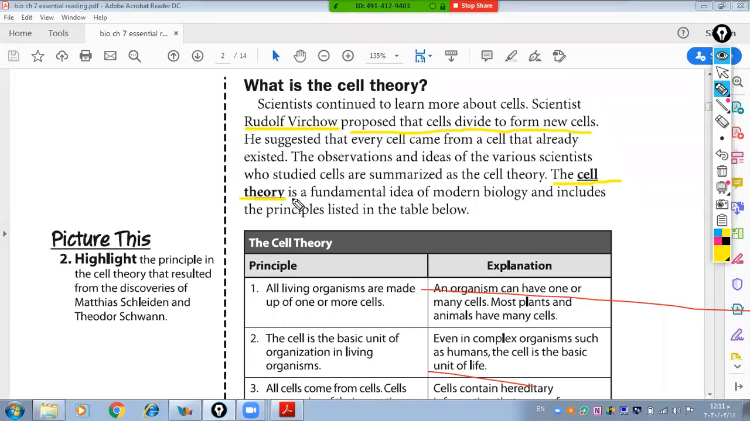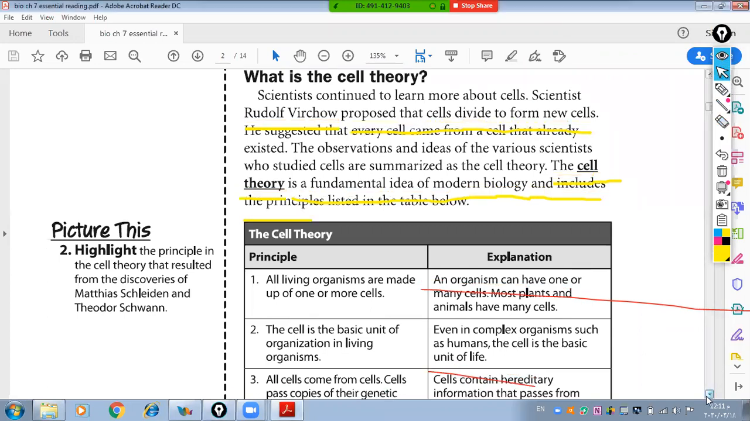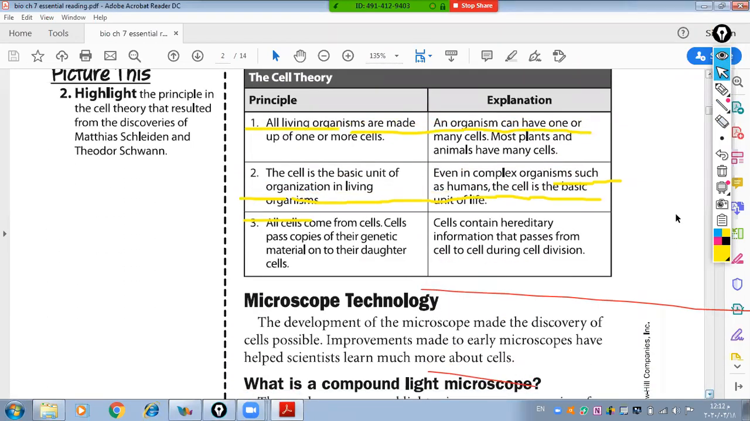We defined it as a fundamental idea of modern biology and it includes many principles. How many principles do we have here? We said we have 3 principles. Sir, we should learn the principle and the explanation, right? Yes, and you can mention any explanation in your own words. Can I use my words? Yes, you can use your words, but not for this one.